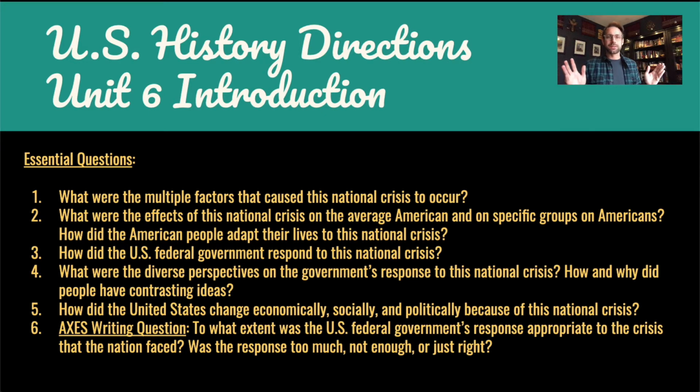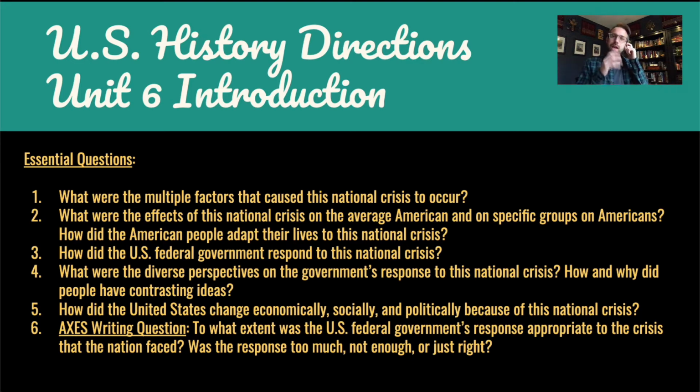I said this in class and I'll say it again: across history, no one ever agreed perfectly on whether the right choices were being made. So you're going to find during the Great Depression, and during the coronavirus of today, that people do not agree on whether the government's response is appropriate, whether it's too much, whether it's not enough, or whether it seems to be working and it's just right, and why people had those disagreeing ideas on the approach to the crisis. Next up, reaching the end of the crisis: how did that crisis fundamentally change the United States in terms of its economy, its politics, and its society?